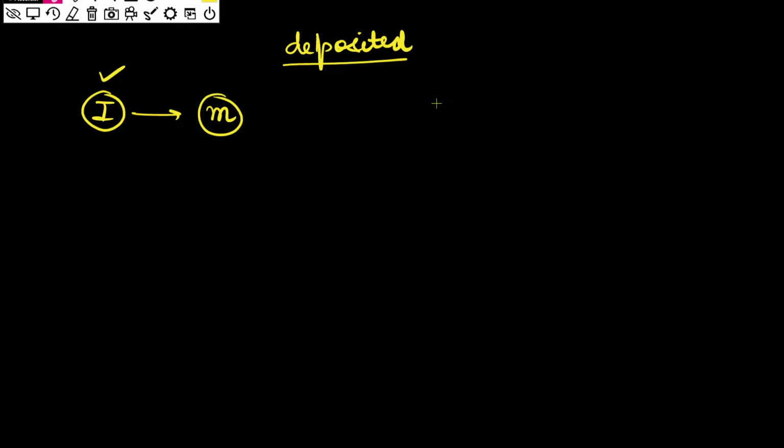Okay, before that, we should also know the value of 1 Faraday. 1 Faraday is equal to 96,500. This is the numerical value of 1 Faraday, and it is the amount of charge which is required to deposit or liberate approximately 1 mole of electrons or 1 mole of ions.